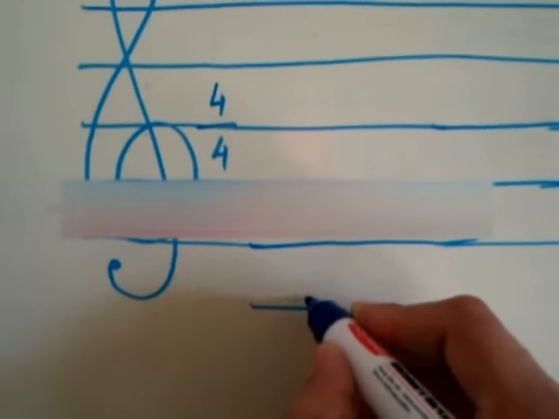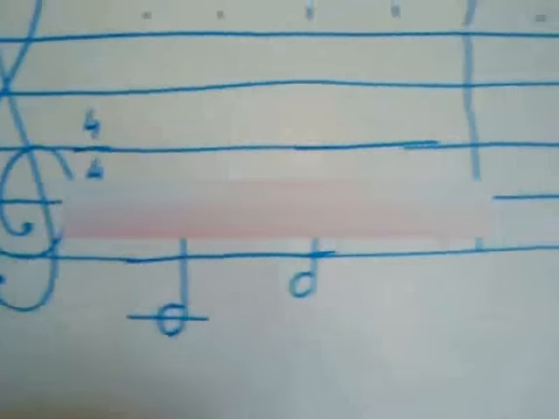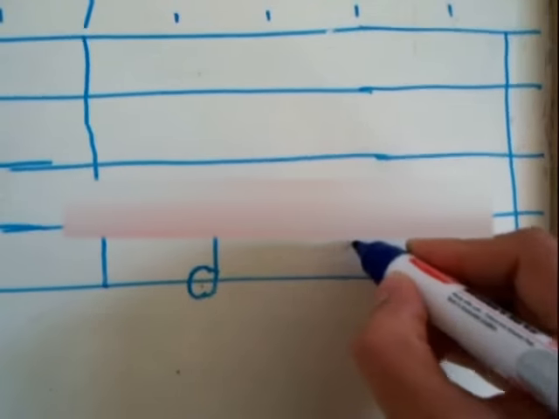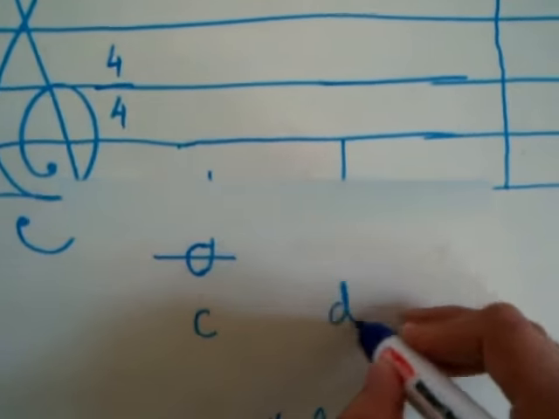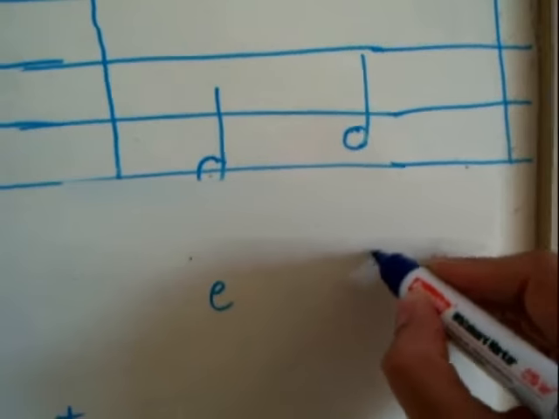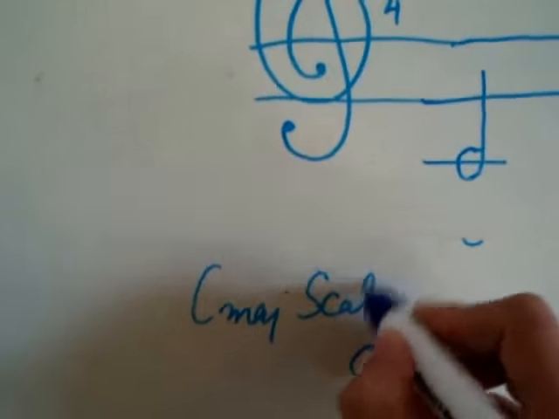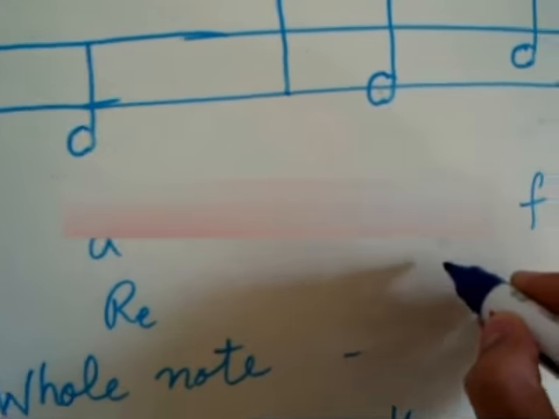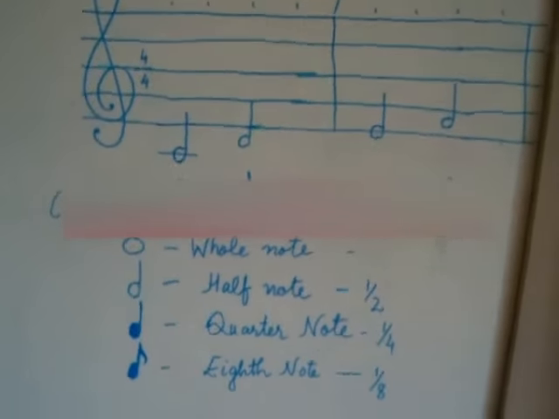Now you can write like this: sa, then re, and then ga, ma. Actually, I'm telling you sa re ga ma because we are in C major scale. Otherwise, it is C, D, E, F. F is in C major scale, and you can call it sa re ga ma, like this. Correct?